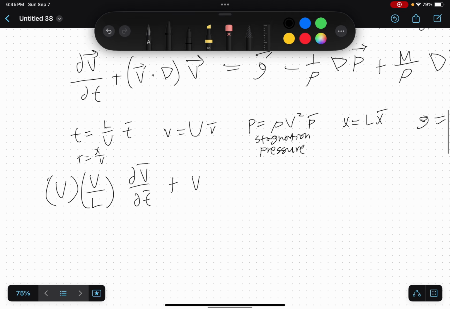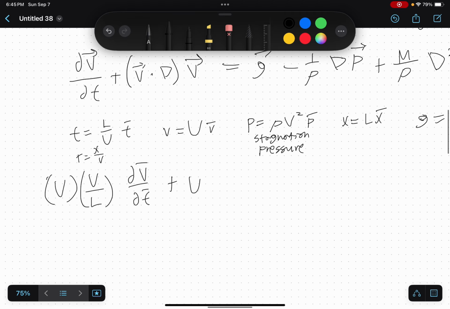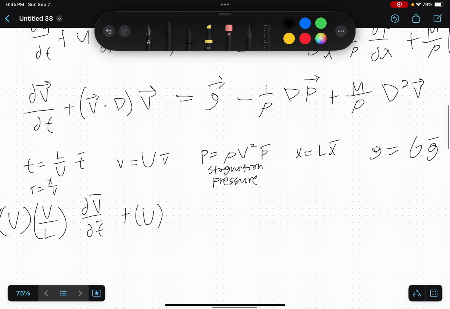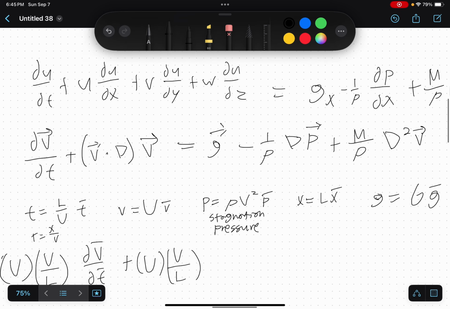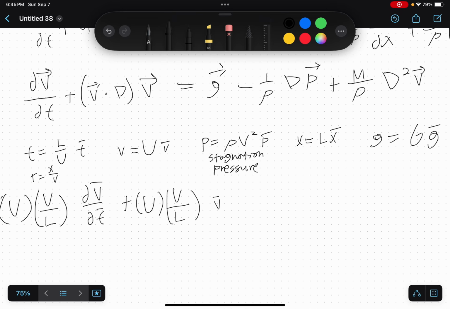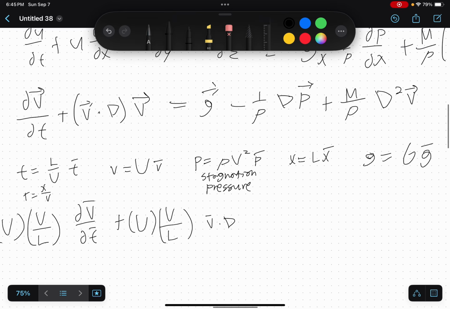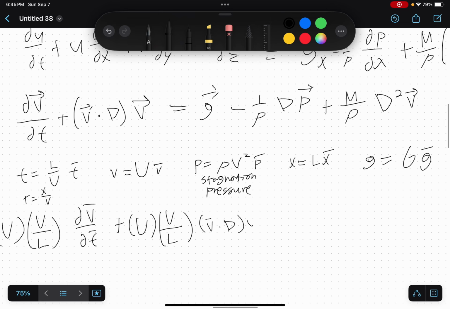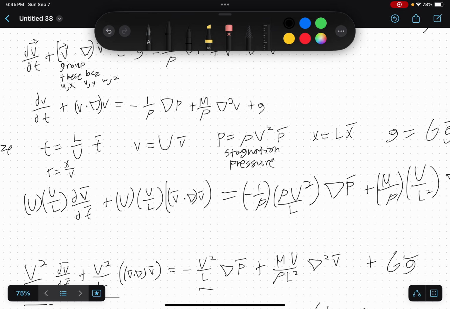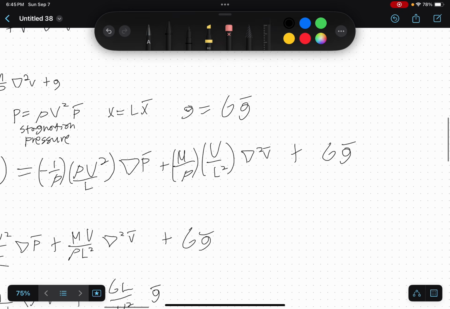So it's a U times velocity over distance. That would be v hat dot grad v hat. Cool. Equals, is that right? Yeah, that's right. Cool.